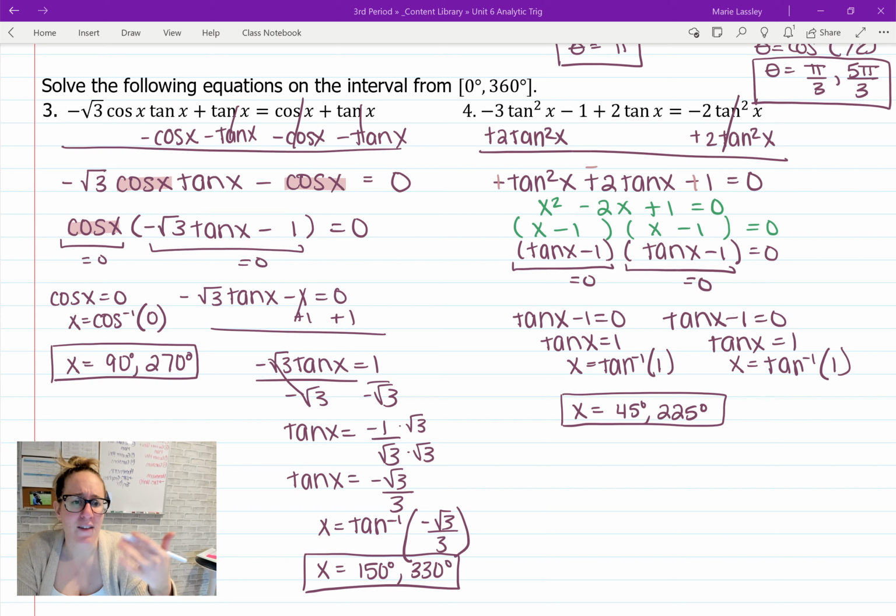If you want to write them twice, you can. But these two are the same: x equals inverse tangent of 1 is the same. So you only have to give me the one answer. I know that the answers are twice because they're twice.